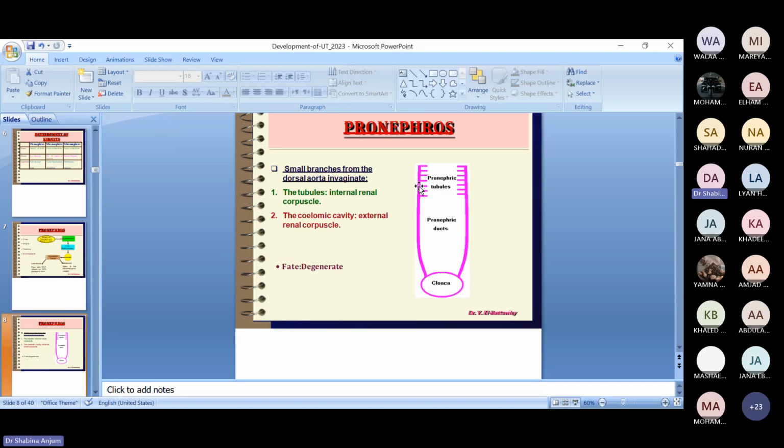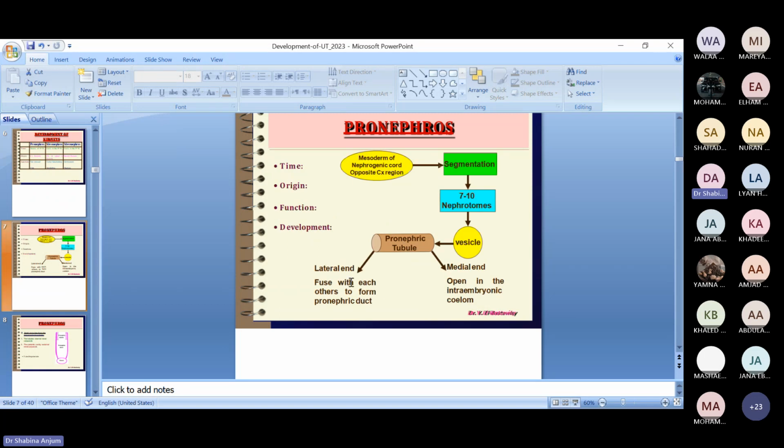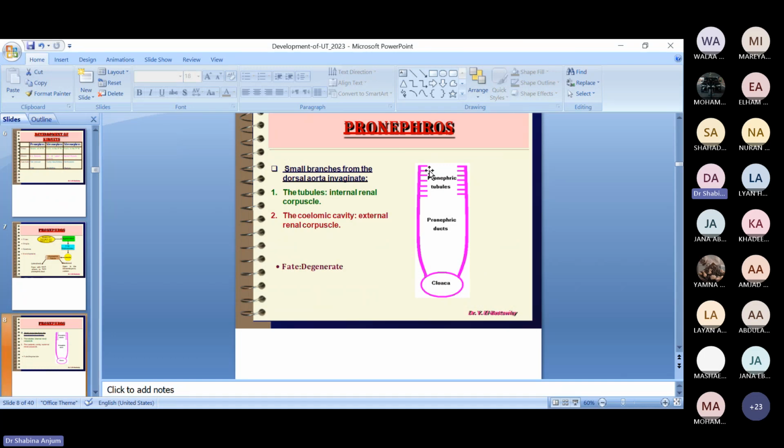So here you can see these are the pronephric tubules. This is the medial end and this is the lateral end. So you can see the lateral end, how it is opening, which will be fused and form the pronephric duct, but the medial end will open into the intraembryonic coelom like this. This is the medial end of the tubules which is opening into the intraembryonic coelom. And now this is the pronephric tubules.